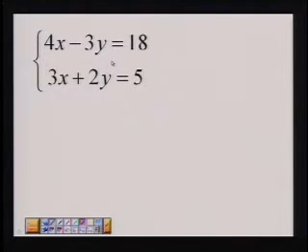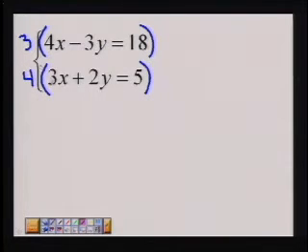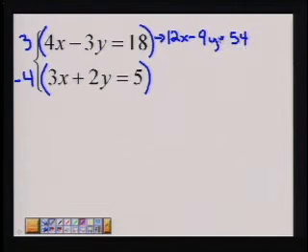In this case, let's go ahead and get rid of the x's. So I'm going to multiply the top equation by 3 and the bottom equation by 4, but I want one to be positive and one negative, so let's make that negative 4. So my new equations are 3 times 4x is 12x, 3 times minus 3y is minus 9y, and 3 times 18 is 54, so equals 54.